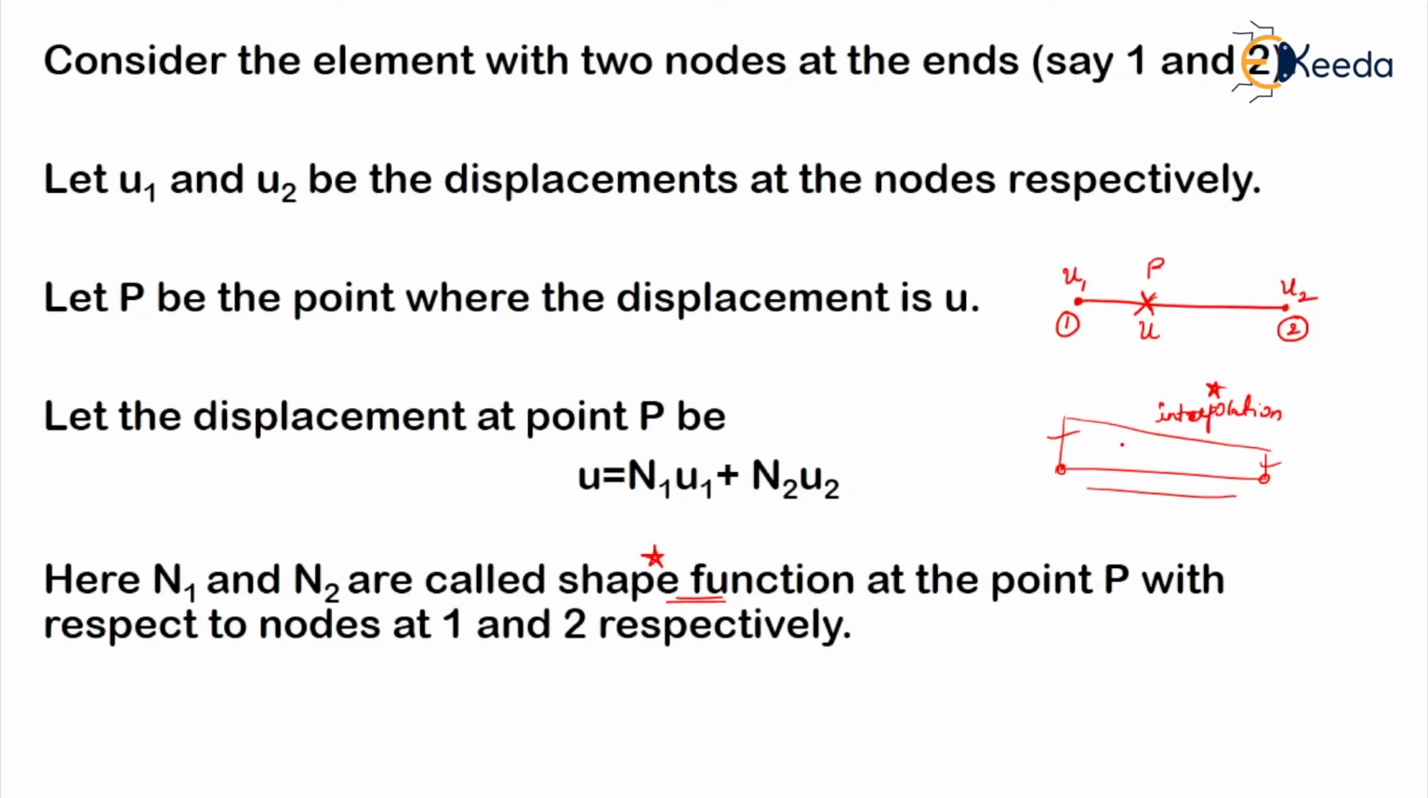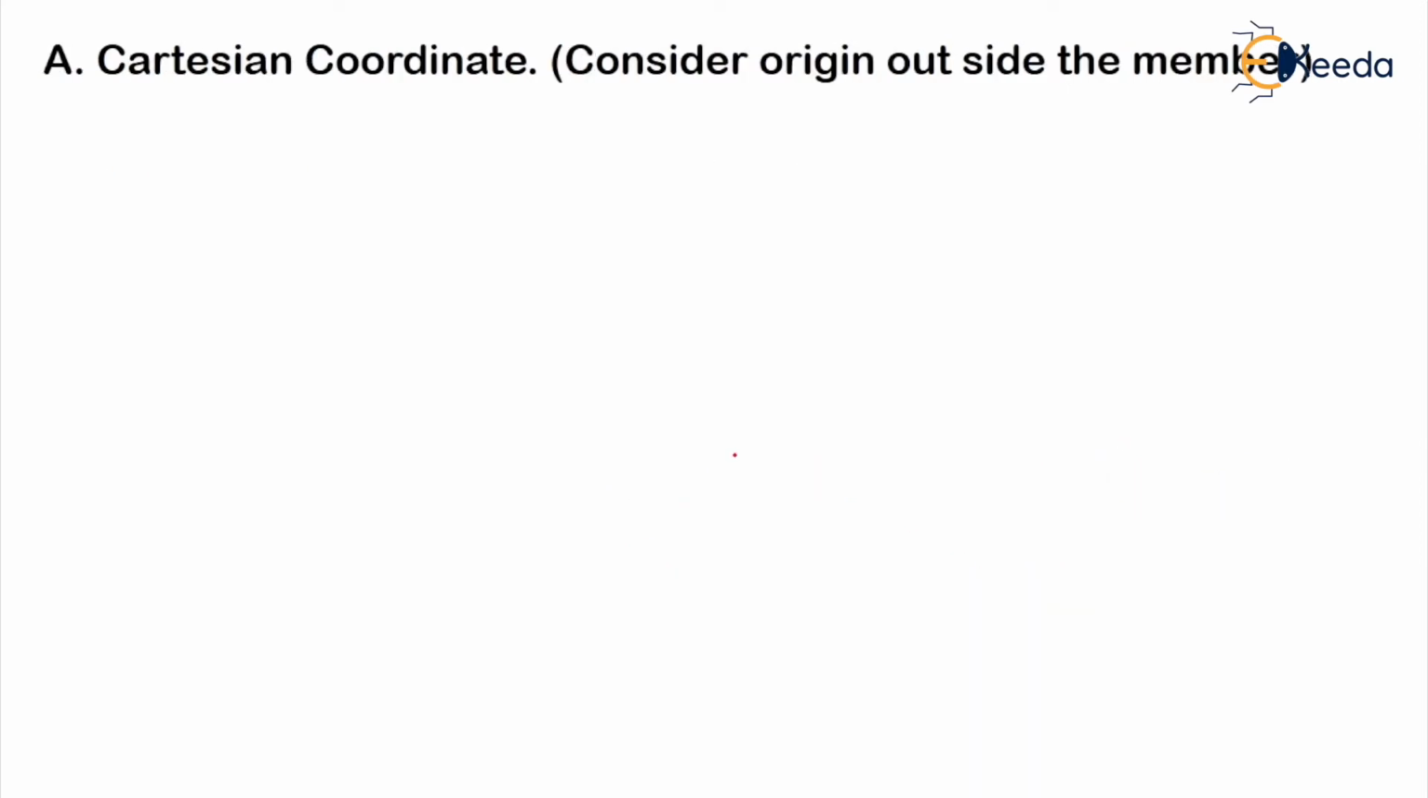In this Cartesian coordinate system, I'll be solving two cases. First, case 1: origin outside the member. We are taking a two-noded member. Let's call this node 1 and this node 2. Now let u1 be the displacement at node 1 and u2 be the displacement at node 2. Let's consider a point P of x where we want to find the displacement.